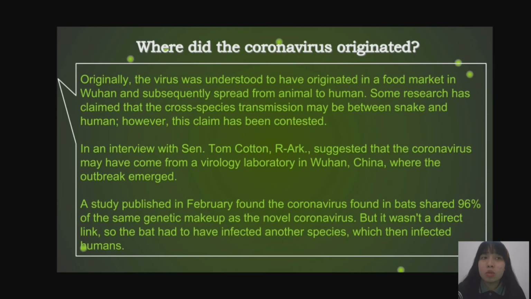However, in an interview with Senator Tom Cotton, R-Ark., he suggested that the coronavirus may have come from a virology laboratory in Wuhan, China, where the outbreak emerged.